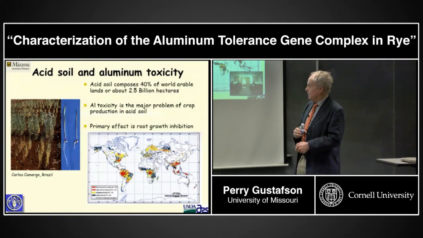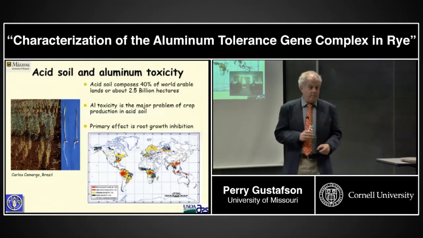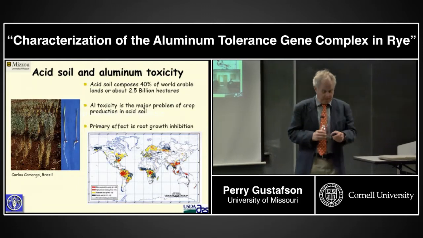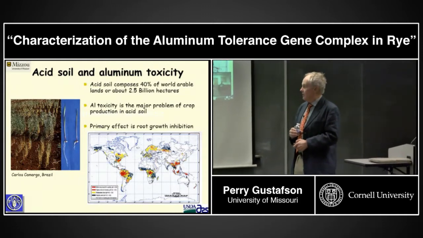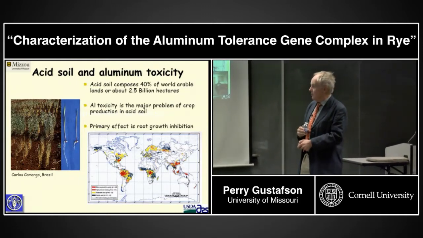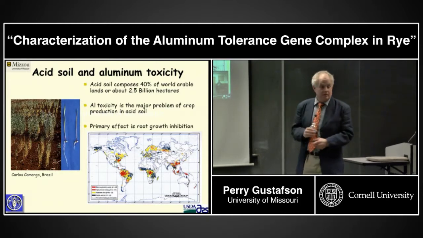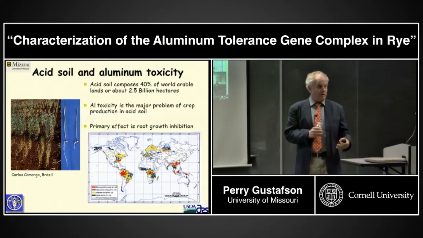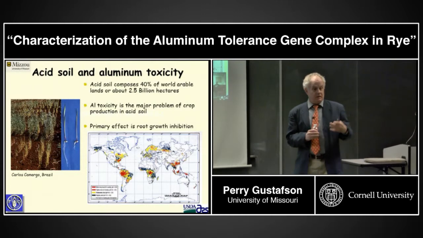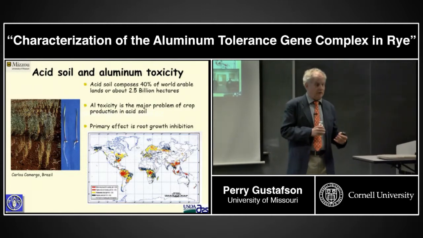This is a map. This is a really poor map. It's a USDA map showing acidity around the world. And you can see the major regions in developing countries that we need to work with acidity. Acidity is just as important in many regions of the world as salinity.